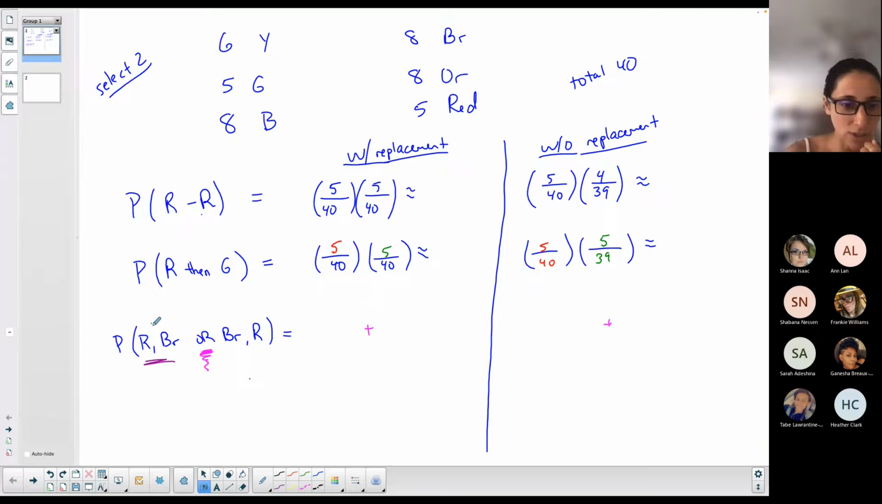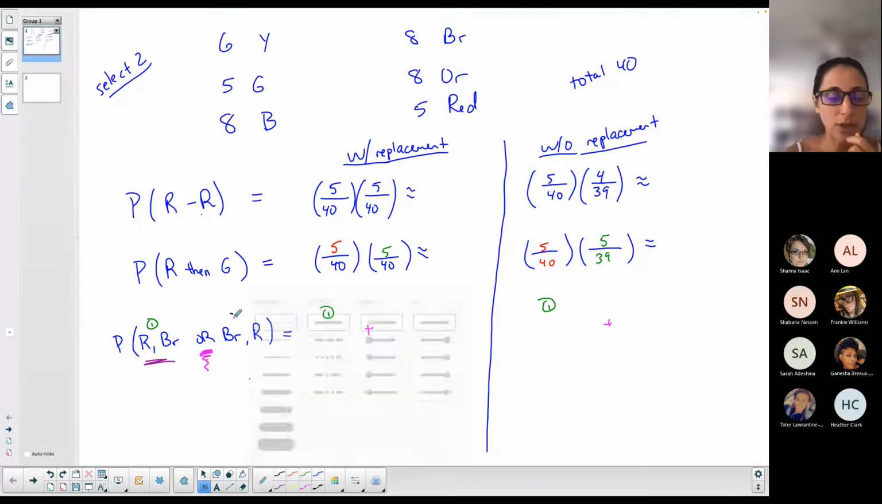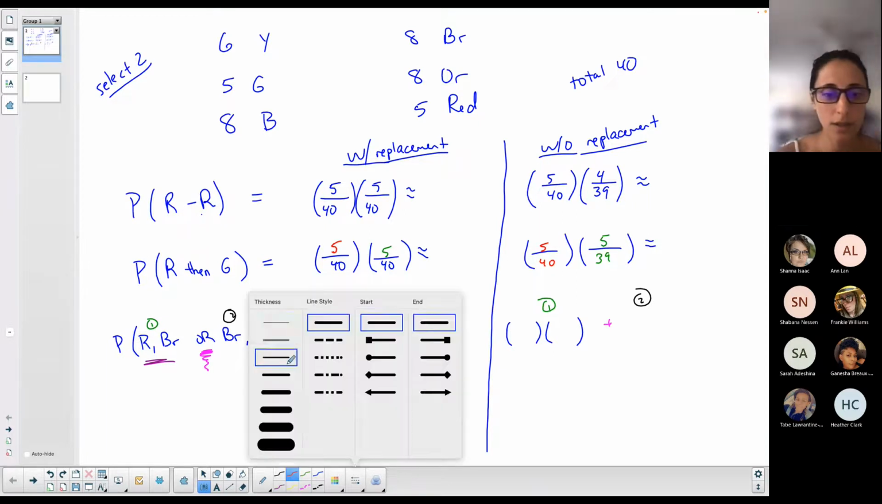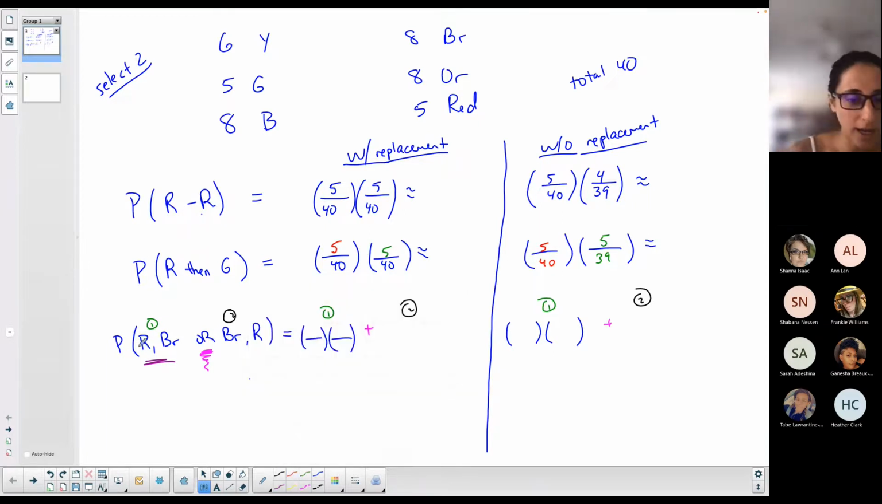So we'll call this situation 1, just to kind of organize it. And then I'll use black. Situation 2, okay? So let's talk about situation 1, where I'm selecting 2, right? So that means multiplication rule, and I'm multiplying 2 scenarios. But I want the scenario where I get a red and then a brown with replacement.